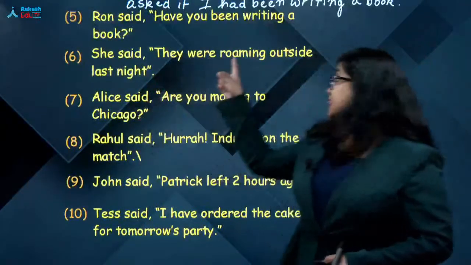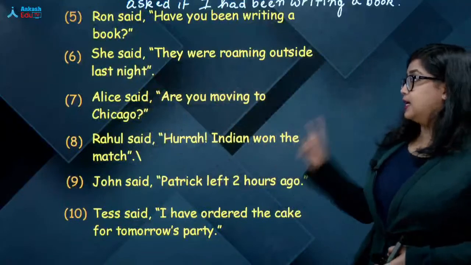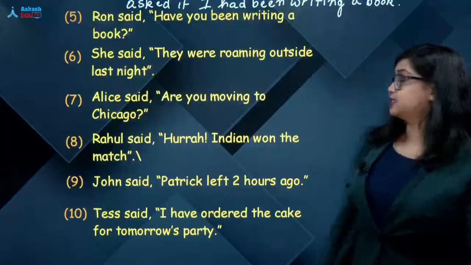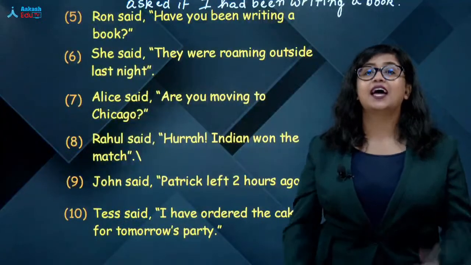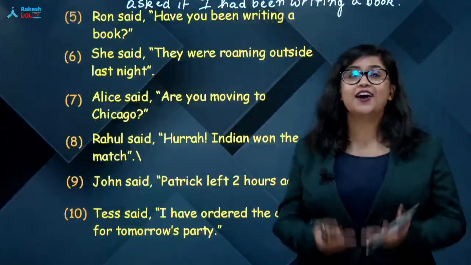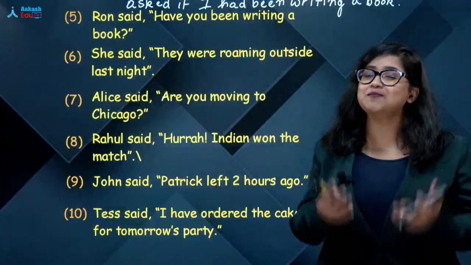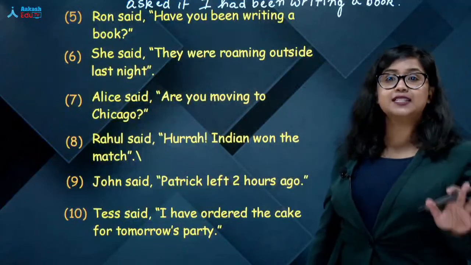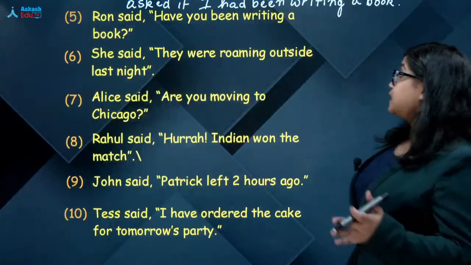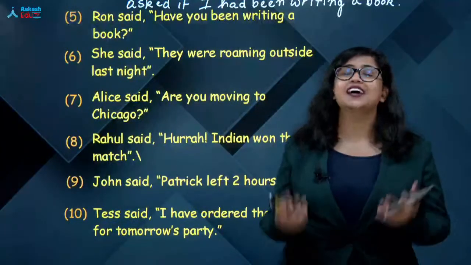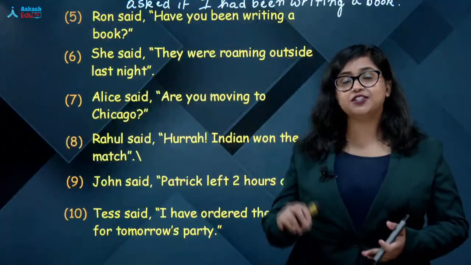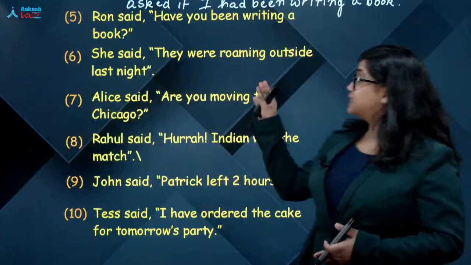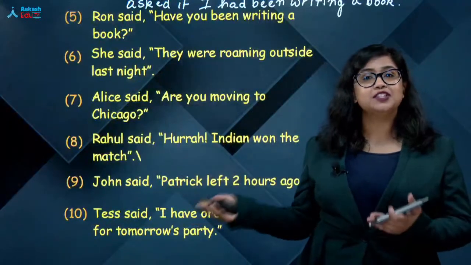She said, "They were roaming outside last night." Go ahead, look at the sentence carefully and try to guess the tense of the sentence. Yes, guys, absolutely correct. Of course, right? By now, I'm pretty sure you must be masters of tenses, right? So, she said they were roaming outside last night, which means this is past continuous tense. So, past continuous tense changes to, absolutely correct once again, of course, it changes to past perfect continuous tense, right? So, go ahead and change this sentence into your reported speech.